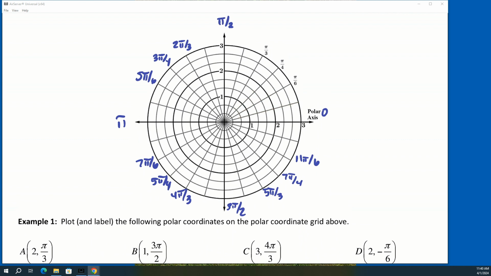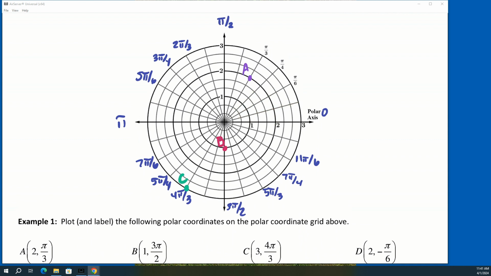And so the r value is 2, which means we're going to go out to the circle labeled with a 2. And then we're going to go to the angle labeled pi over 3, and that is point A. All right, B, we're going to go to the circle labeled 1, and then we'll go to the angle 3 pi over 2. All right, for C, we're going to go all the way out to circle 3, the outer circle, and then go to 4 pi over 3, and that is point C.